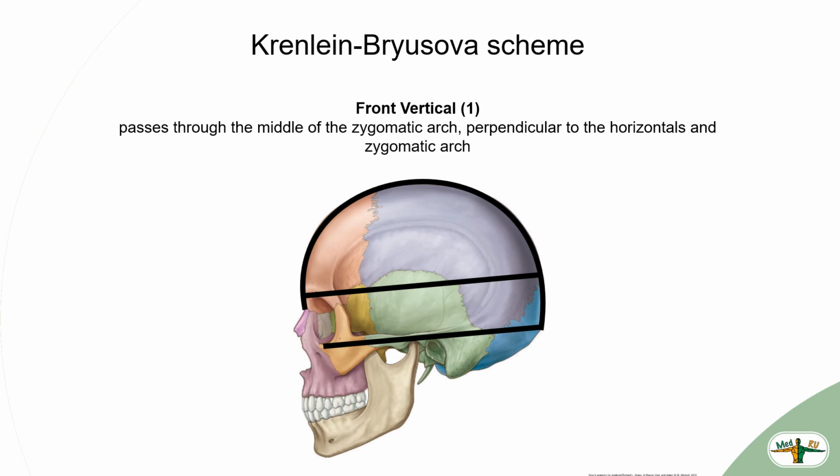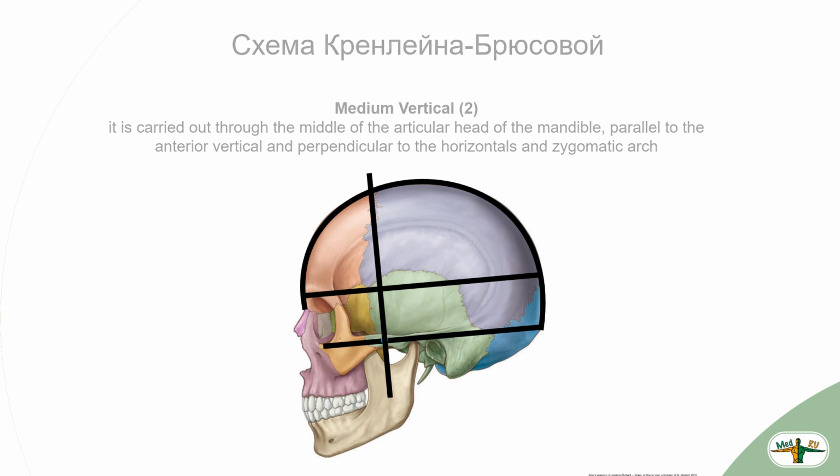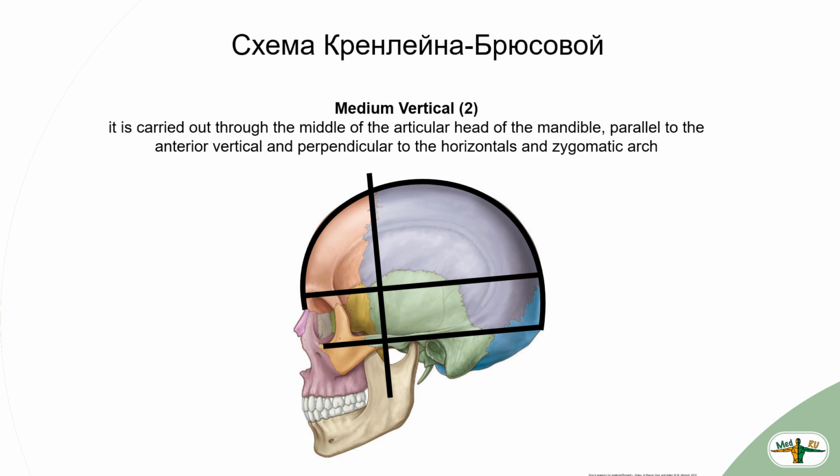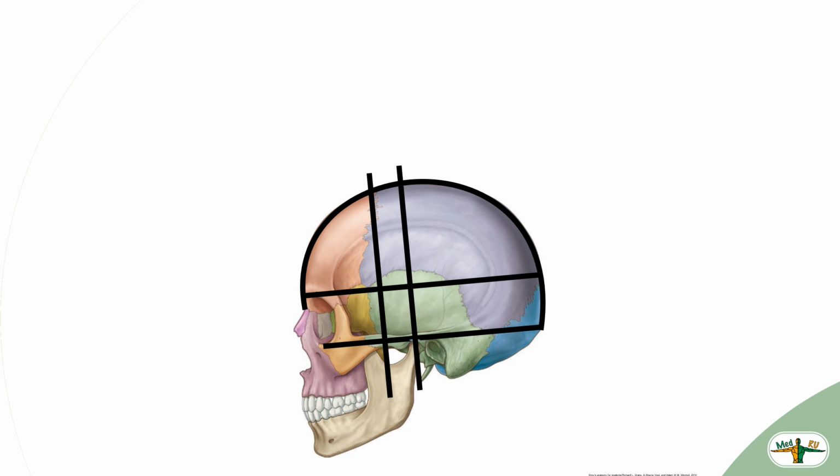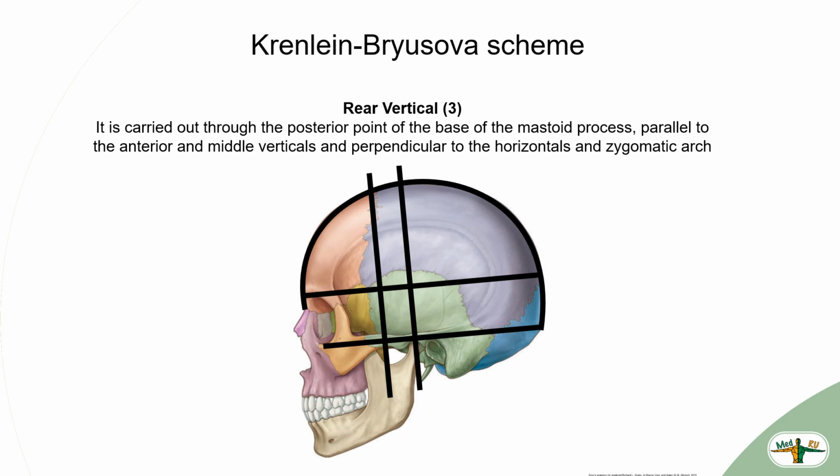Front vertical passes through the middle of the zygomatic arch, perpendicular to the horizontals and zygomatic arch. Medium vertical is carried out through the middle of the articular head of the mandible, parallel to the anterior vertical and perpendicular to the horizontals and zygomatic arch. Rear vertical is carried out through the posterior point of the base of the mastoid process, parallel to the anterior and middle verticals and perpendicular to the horizontals and zygomatic arch.